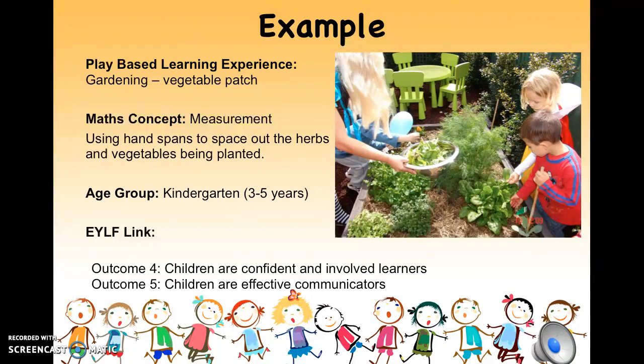And then outcome 5 is also linked in there, because children are effective communicators. So by interacting verbally and non-verbally with others for a range of purposes, and even engaging with a range of texts and gaining meaning from them. So those tags that come with the vegetables and herbs, that's a text to gain meaning from.